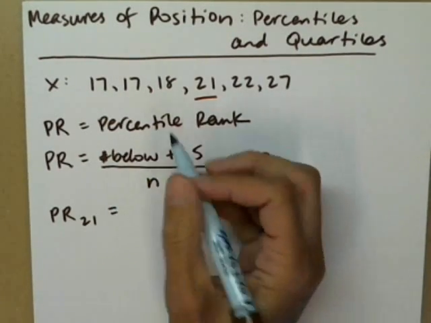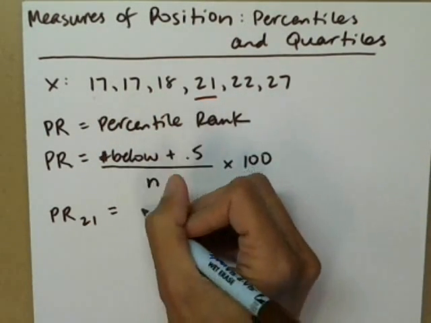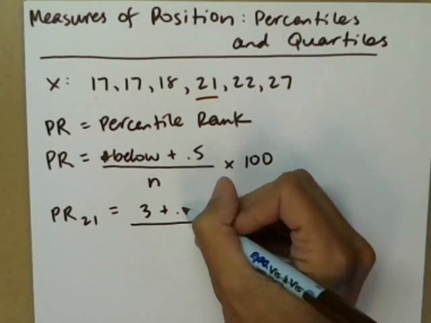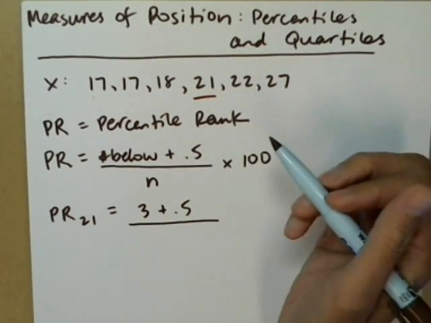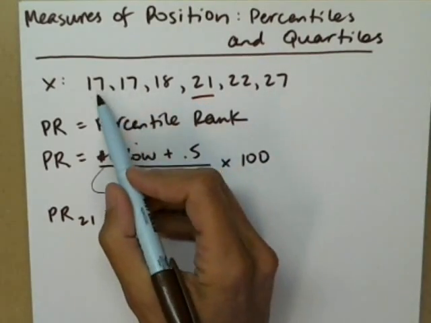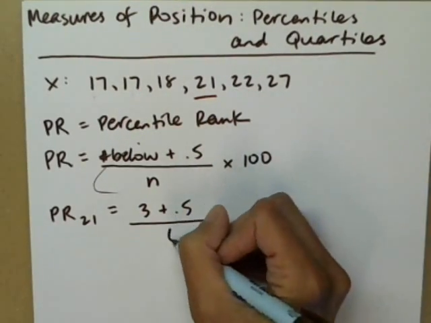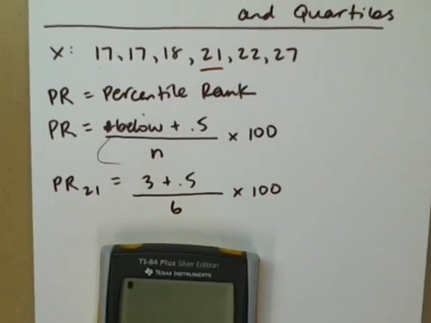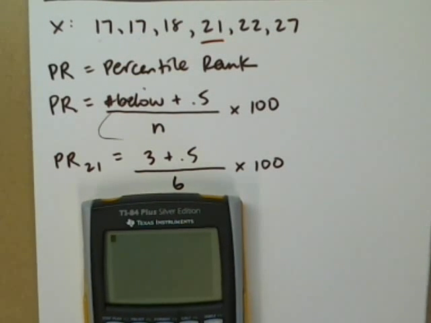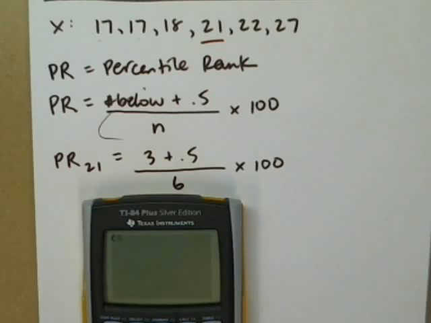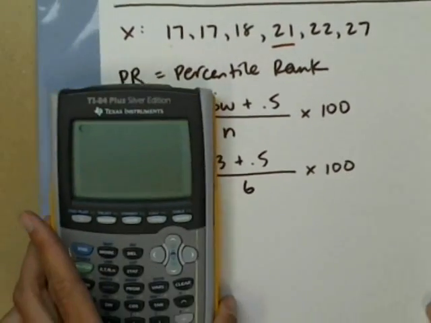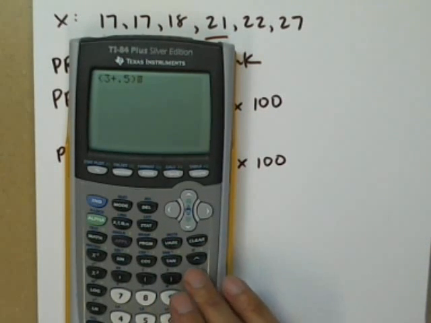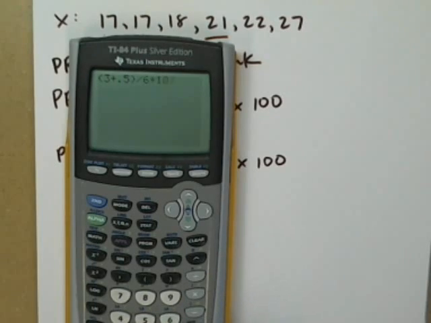So when I put the formula together, the number below are these 3, the 17, the 17, and the 18. So there are 3 ages below, plus the 0.5, that fudge factor to incorporate any that are equal. And then I divide by n. I have 1, 2, 3, 4, 5, 6. So divided by 6 times 100. But it's important to note that these percentiles are always whole numbers. So no matter what I get, I'm going to round it up to the next whole number. So I'll do 3 plus 0.5 divided by 6 times 100.